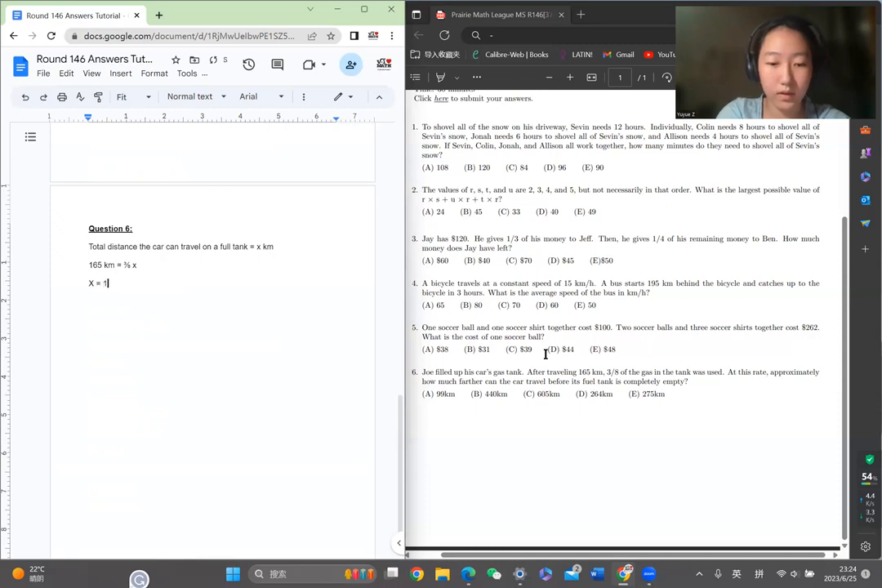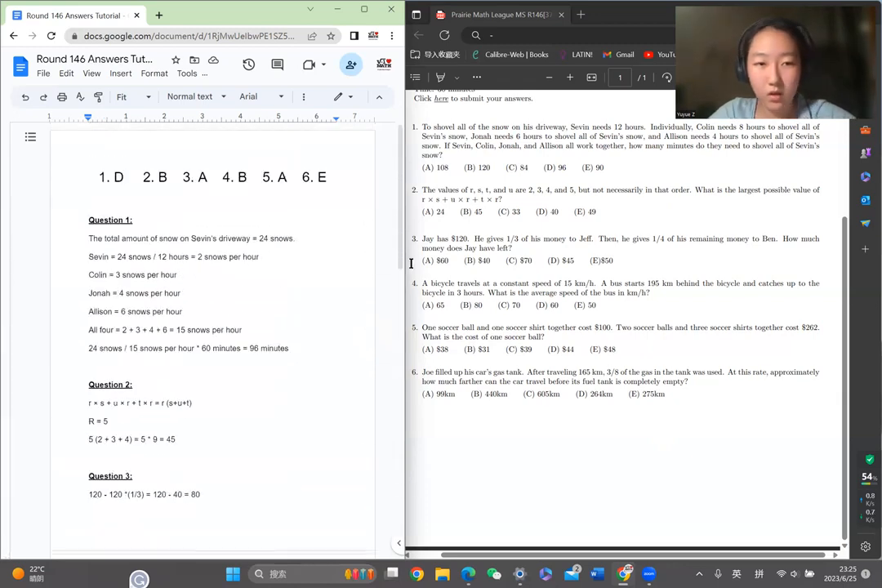X equals 165 times 8 divided by 3. X equals 440. However, we're not solving for X. We're solving for how much further it can travel. So 440 minus 165 equals 275 kilometers. So the solution to question number 6 is E, 275 kilometers.